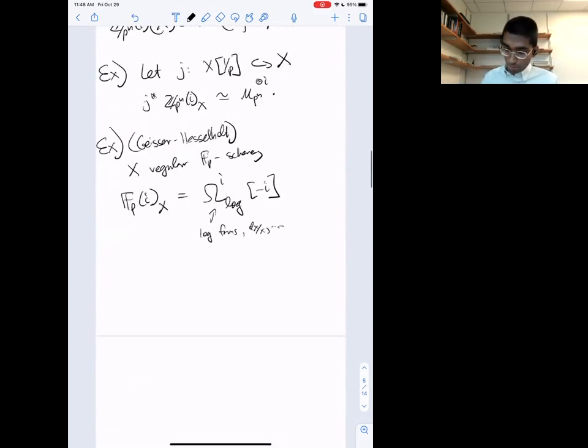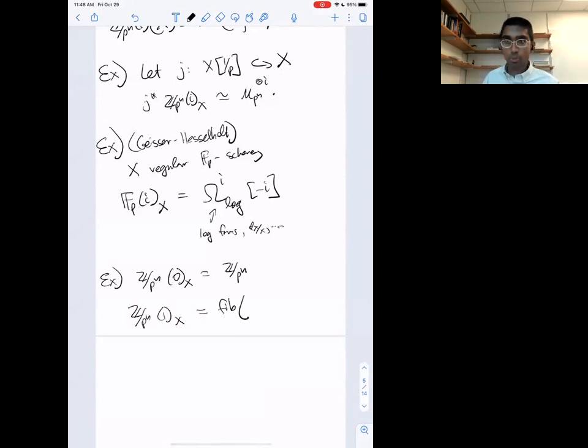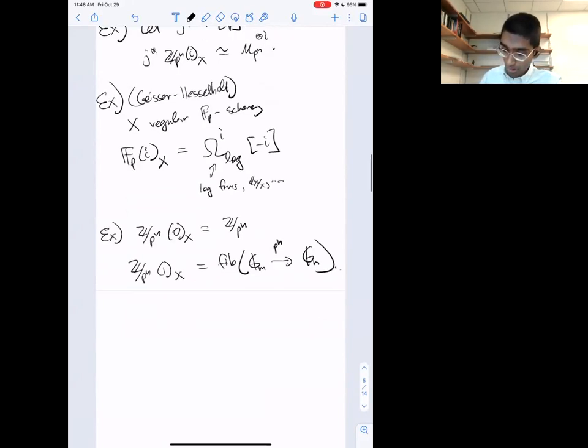Okay. So then there are some low degree examples. Z mod p^n twisted by 0 sub X is just a constant sheaf, Z mod p^n. And Z mod p^n twisted by 1 sub X is generally not just in degree 0, but it's the mapping fiber of G_m to G_m given by multiplication by p^n, as a complex in the étale topology.